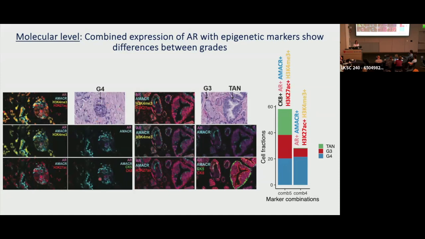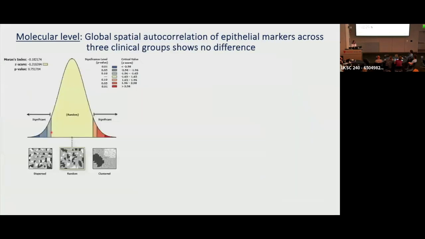And then when we look at an example of a Gleason 4 tumor, we see that again, AR and AMACR here, and CK5 and 8 mostly lost, and then histone markers combined with AR and AMACR very obviously expressed together. So next, we investigated these markers' spatial patterns at the molecular level using global spatial autocorrelation.